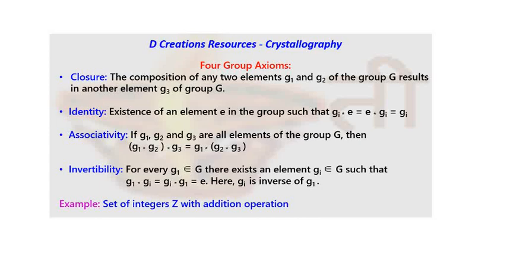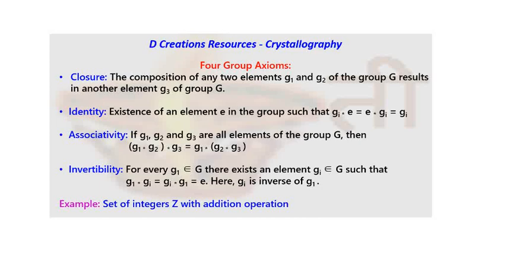What about associativity? Consider any three elements, for example 5, 4 and 7. If I first add 5 and 4, that gives me 9, and to it if I add 7, it gives me 16. Similarly, if I add 4 and 7 first, that is 11, and to that if I add 5, that also gives me 16. So the property of associativity is also holding true.